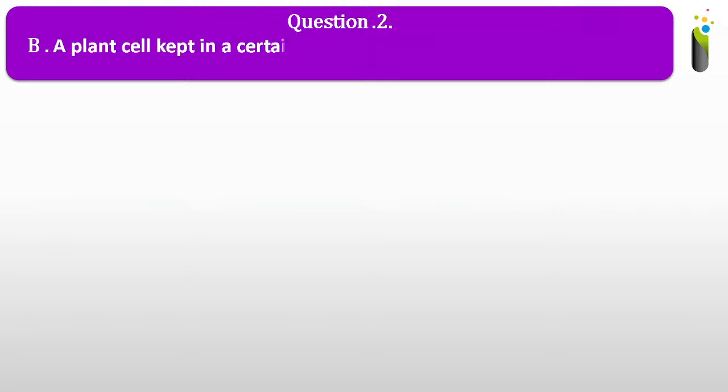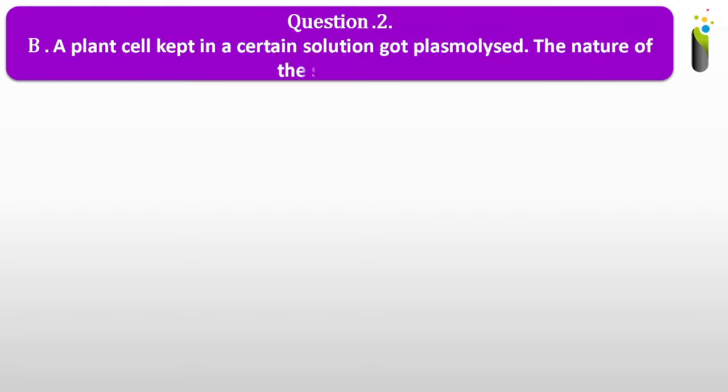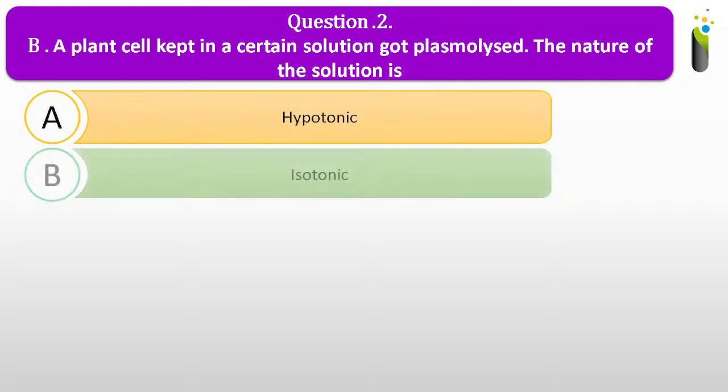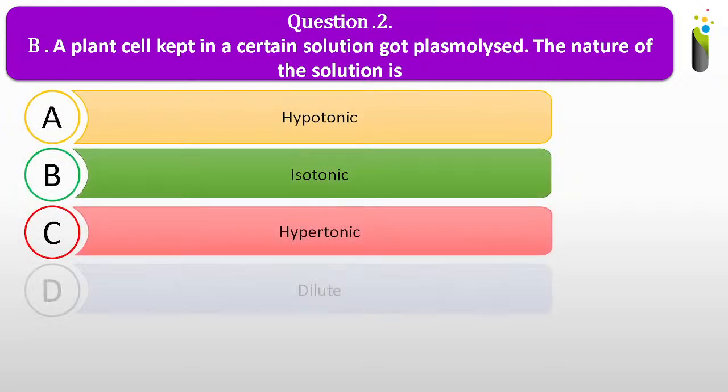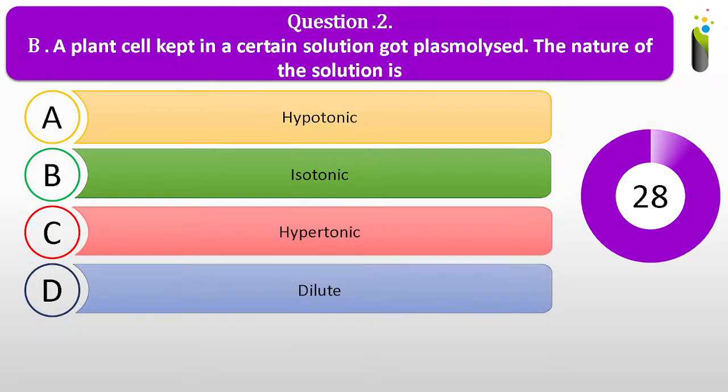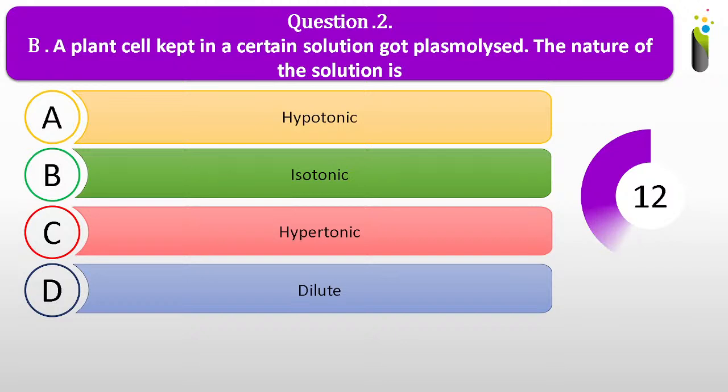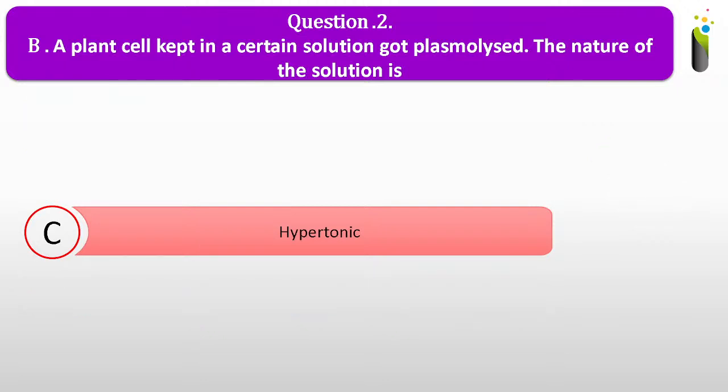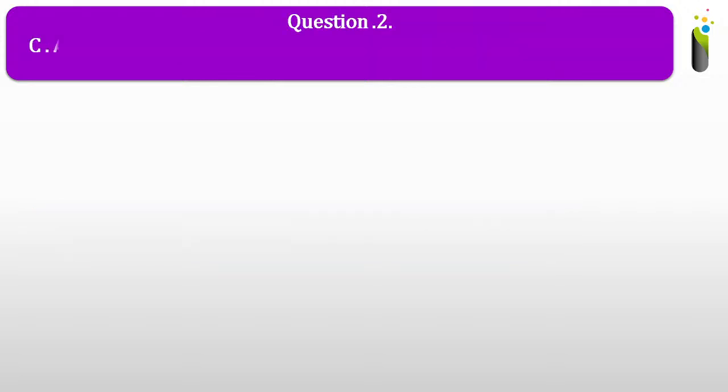Question number 2, sub-question B. A plant cell kept in a certain solution got plasmolyzed. The nature of the solution is dash. A. Hypotonic. B. Isotonic. C. Hypertonic. D. Dilute. So answer me for question number 2, sub-question B. And the correct answer for this question is C. It's hypertonic.